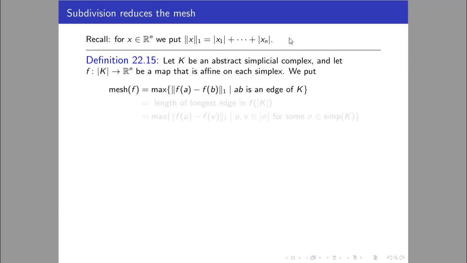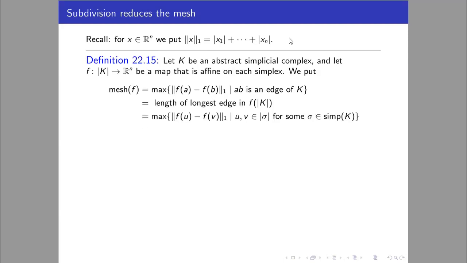So for every edge A, B in K, we take f of A and f of B. Those are going to be points in Rn. We take the L1 distance between them, take the maximum over all possible edges. So that's the length of the longest edge in the image of the realization under F.